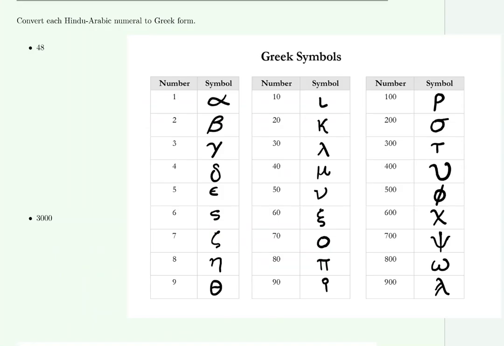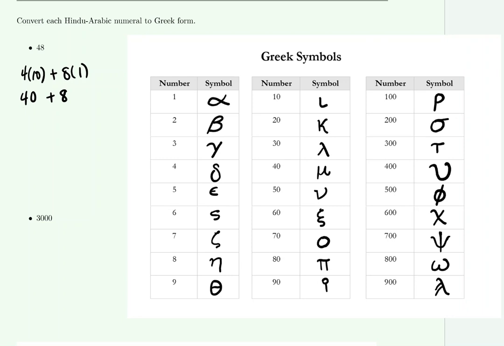Now, whenever we go from our system to Greek symbols, it might be helpful to break down the different positional system that our numbers are representing. We see that we've got 4 in the tens place, so that's 4 times 10, plus 8 in the ones place, 8 times 1. Or we could write this as 40 plus 8. So we've broken it down to the units and the tens.